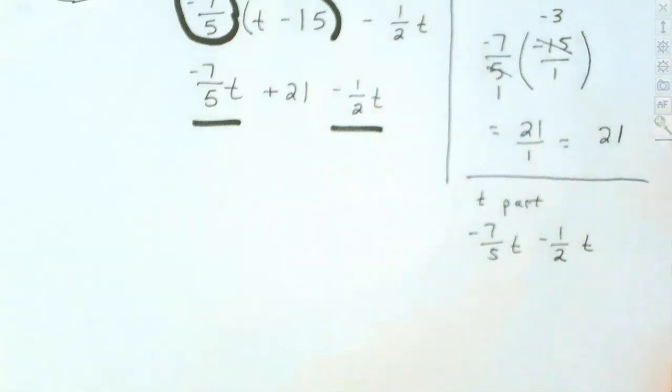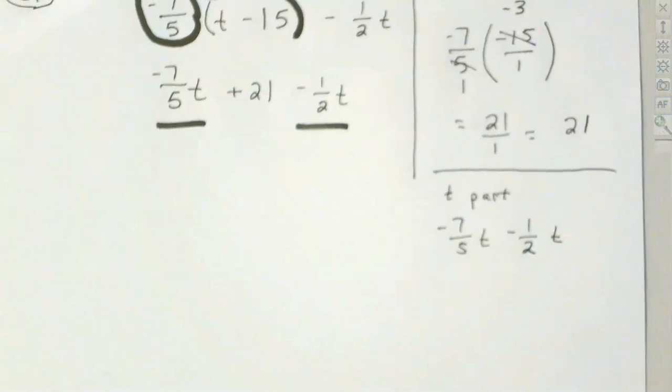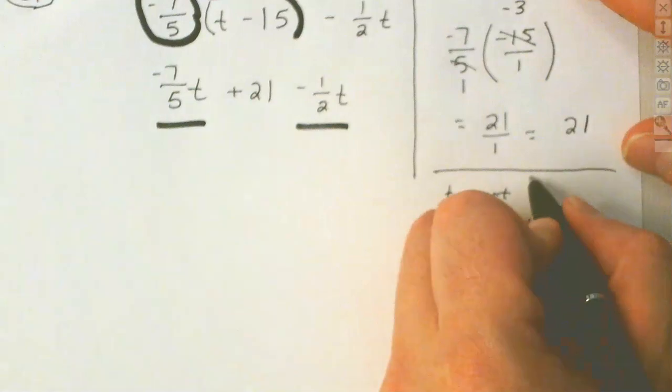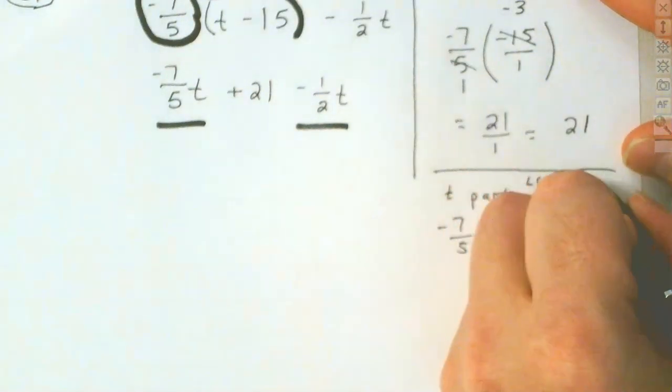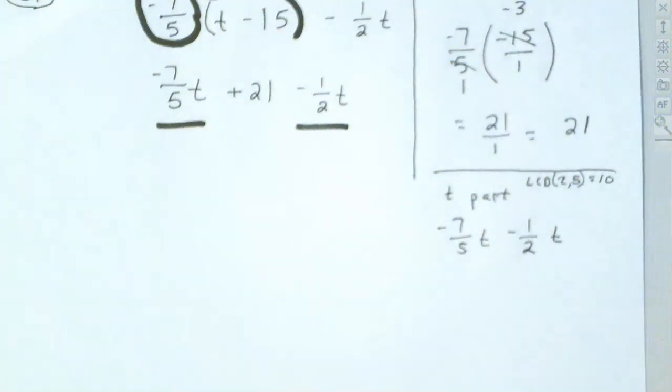Right? Okay, so what can we do here? Well, what are we going to have? We can't just add these together, right? We're going to have a common denominator, aren't we? So what would the least common denominator of 2 and 5 be? 10. Is everyone okay with that? So we need a 10 because we have a 2 and a 5.